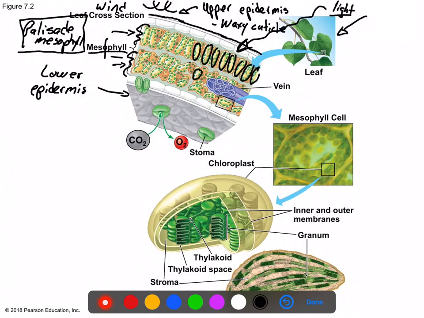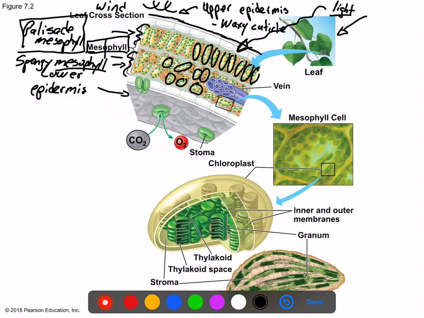All right, what about the next layer below? This one here. Notice that in this layer, the cells are more loosely aggregated or collected. In other words, they're not jam-packed like the palisade mesophyll. There's a reason for that. In fact, we describe this layer as the spongy mesophyll. Again, mesophyll meaning middle of the leaf. So this word will be easy, I think, to remember.